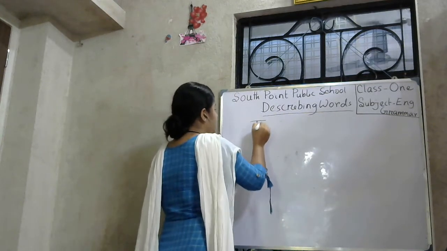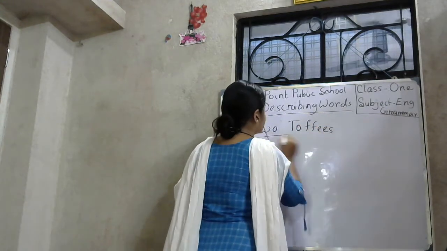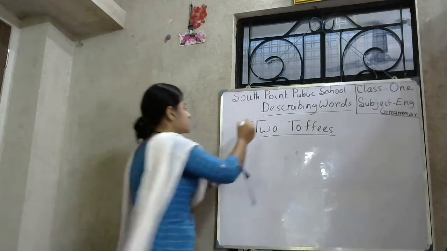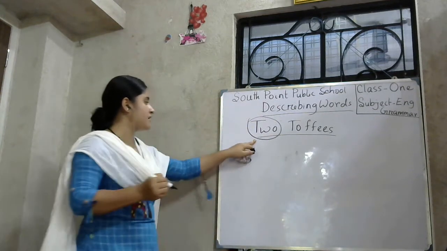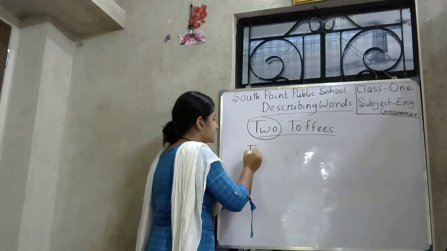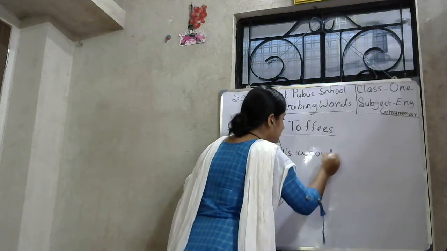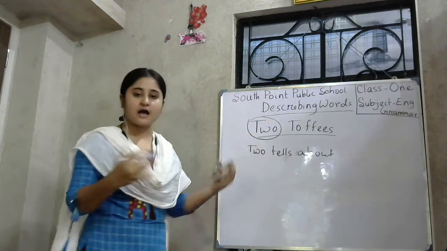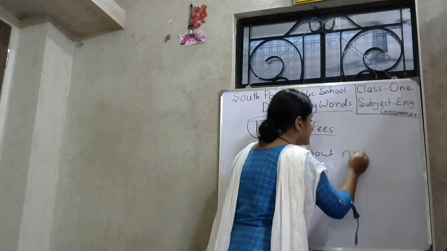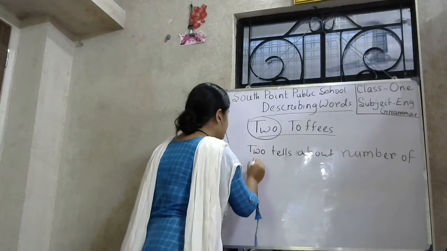The first example is two toffees. So here two is the describing word because two tells more about the toffees. Two toffees. How many toffees? Two toffees. So here two tells about the number of toffees.